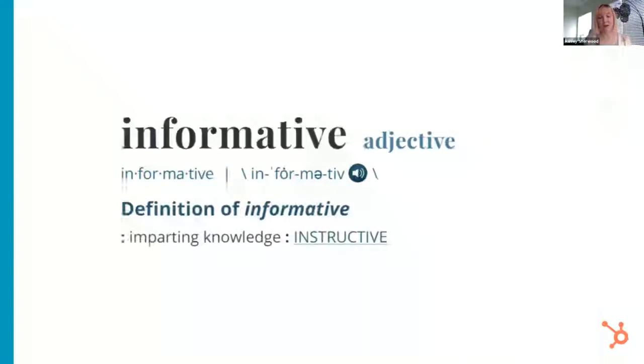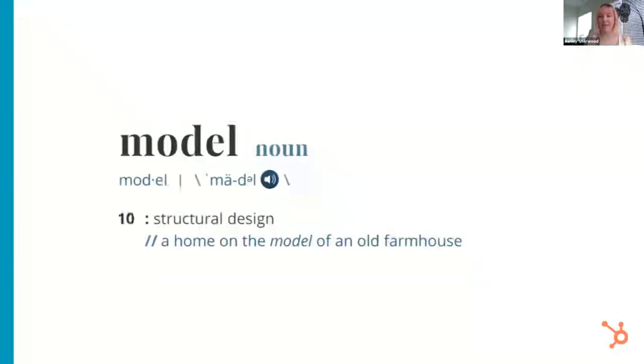Another piece of the title that can be deceptively difficult to define is model. I think this is a word that we use a lot, but when you're asked what exactly is a data model, it can be a little bit difficult to pin down. So I have done the other classic presentation trick and picked the definition that best fits my talk, which is number 10 on the list, which is a structural design. So a model is a structural design that hopefully, in the context of data, helps to impart knowledge.